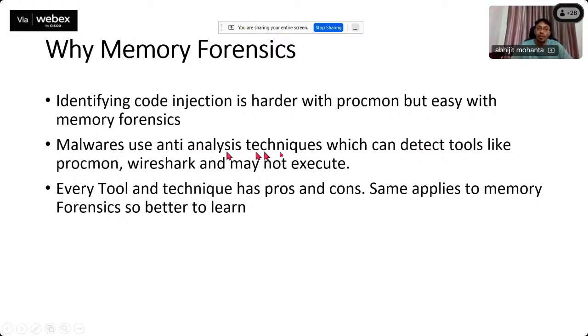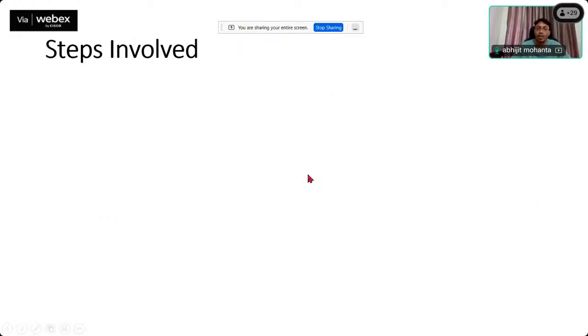Another thing is, as I told, in memory everything is visible, so it might not execute. Even if the malware doesn't execute completely, if you are somehow able to retrieve its memory by preventing the malware from executing completely, then you can extract the memory dump and do analysis. In memory, you can see many things, even though the malware is not executed.